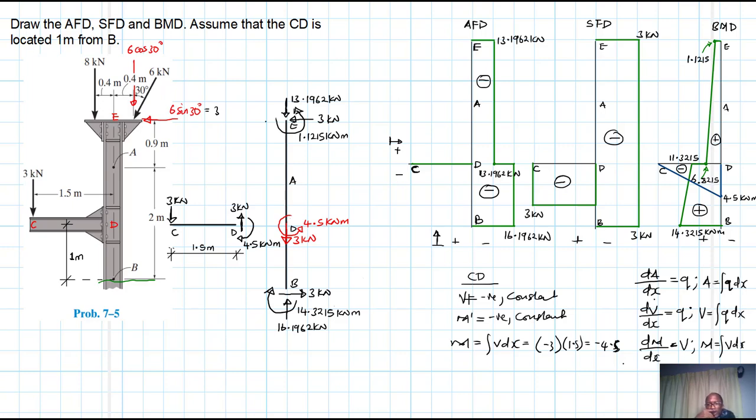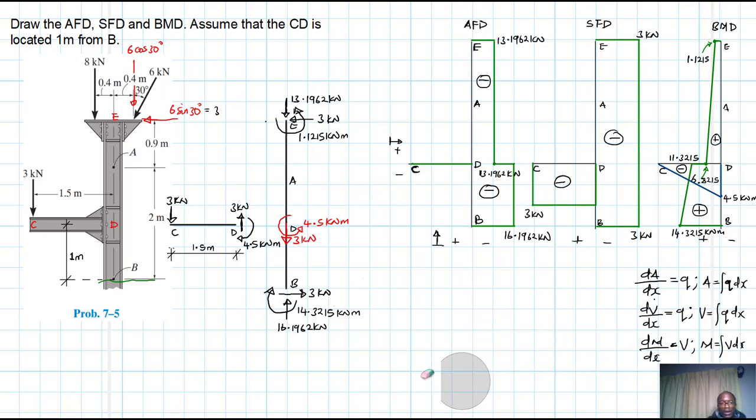We have drawn the axial force, the shear force, and the bending moment diagrams for this particular segment of a column as well as a beam.